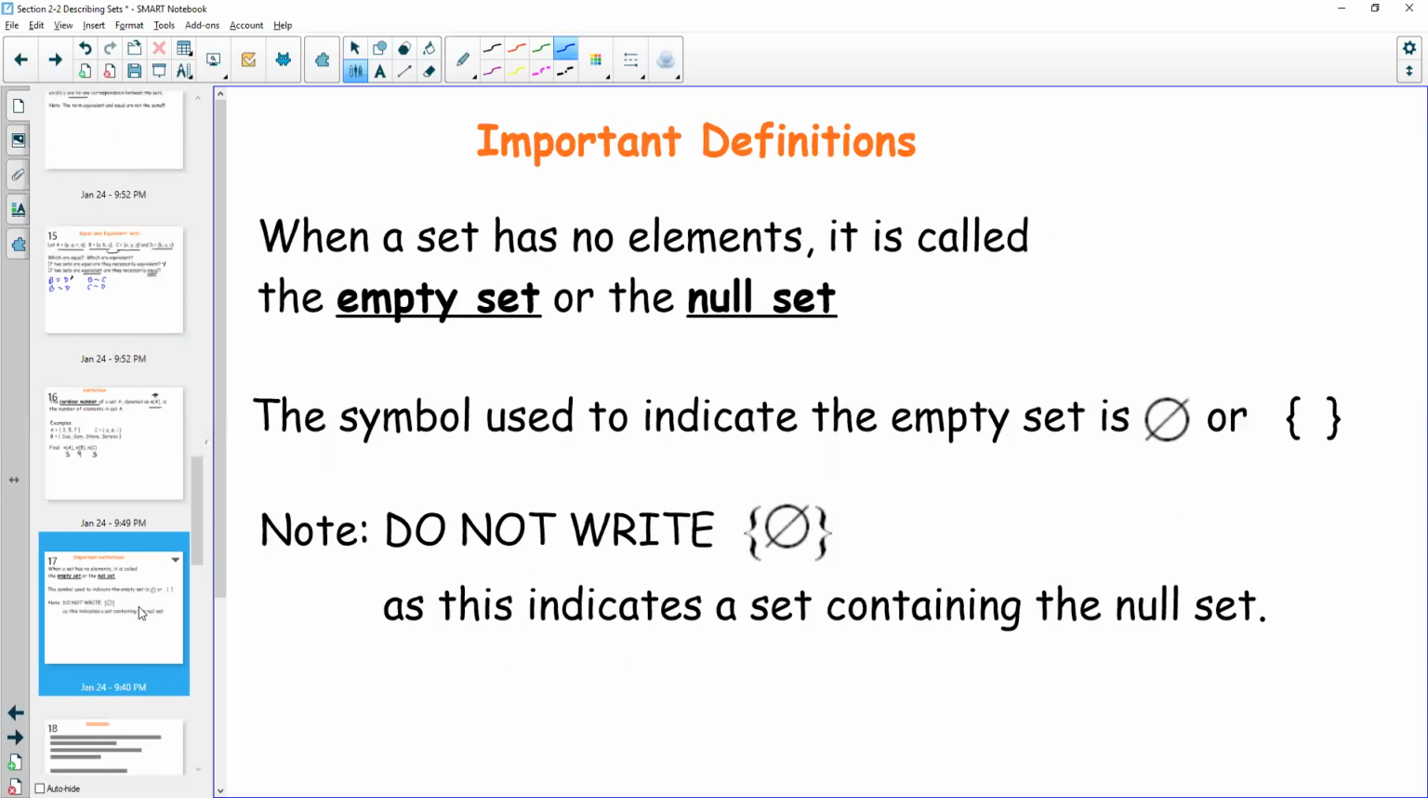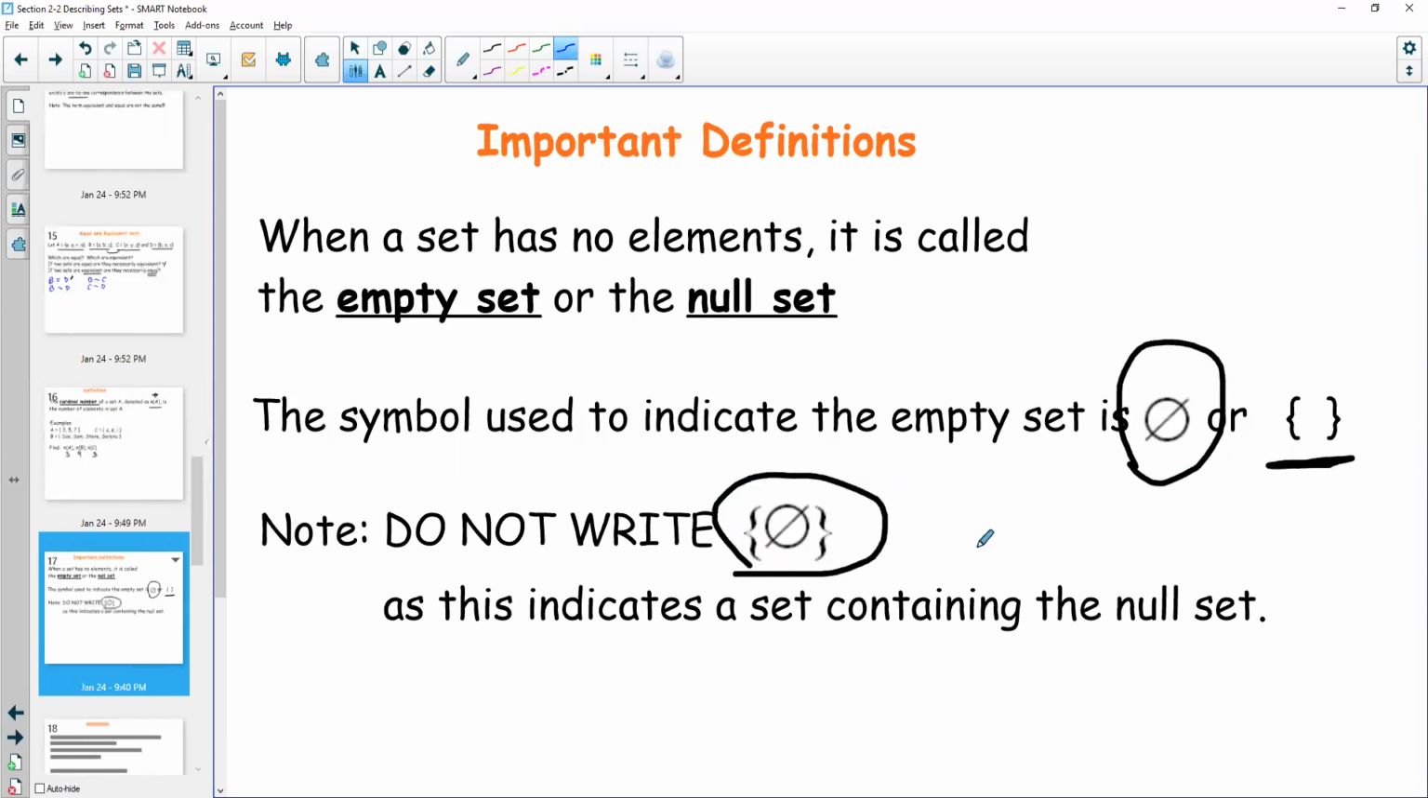All right, this is also really, really important. When a set has no elements, or a set has nothing in it, it's called empty or it's called null. We can write that in two ways, okay? We can write it with a circle with a line through it, or as a set with nothing in it. What we cannot do is use them both at the same time.